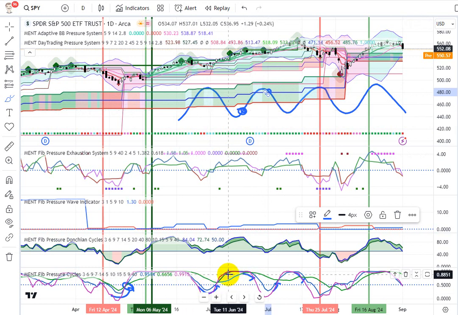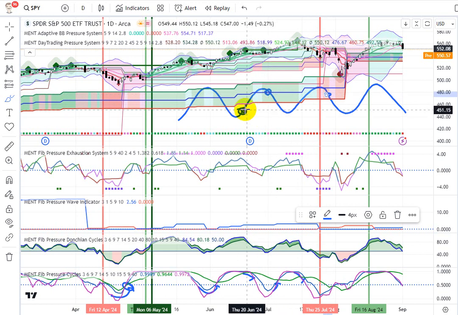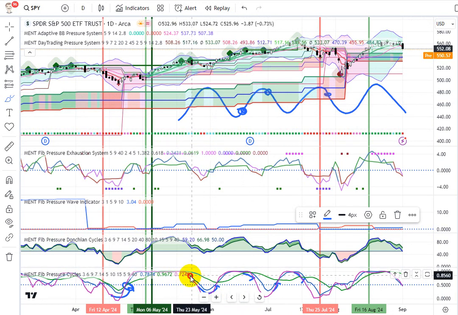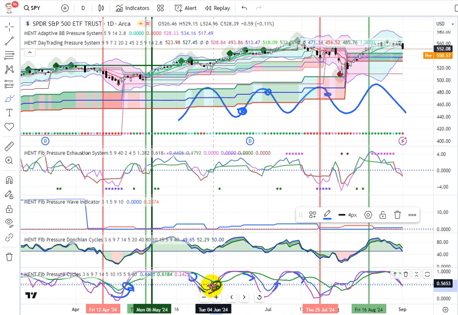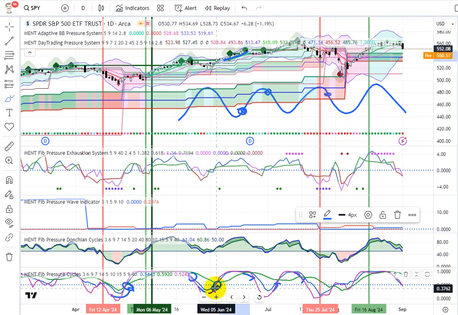Same thing here. Why do I want to buy up here when the market is cycling downward? I don't want to buy right here, or right here. I want to buy down here where it's cycling upward. And again, same thing here. I don't want to buy over here where it's cycling down. I want to buy right over here where it's cycling up so I can get immediate profit in my trade. And that's what these are designed to show you. Trigger points. The cycles are trigger points.